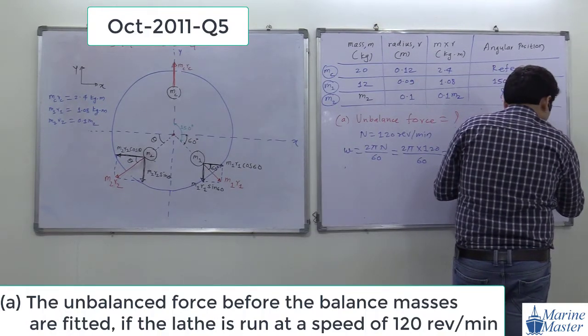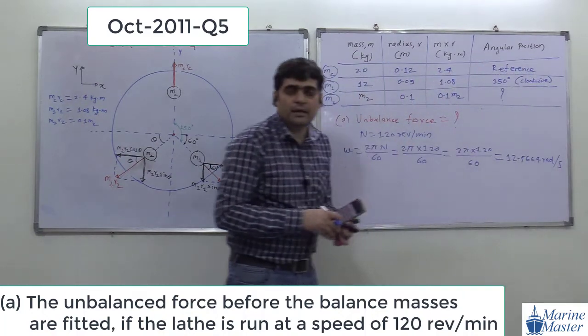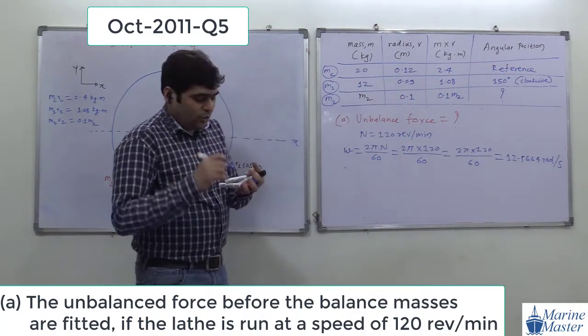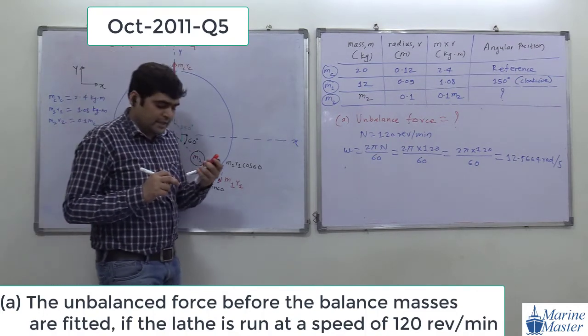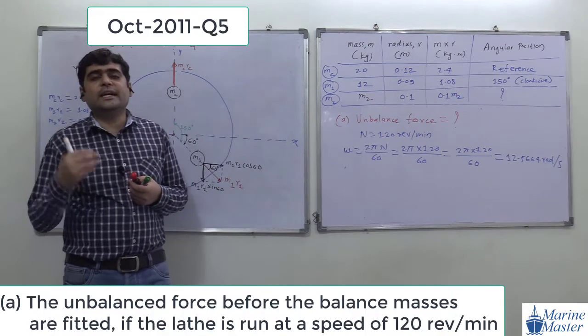Omega is 12.5664 radian per second. So we got omega. Now see the scenario. Here in this question, unbalanced force is created by what?